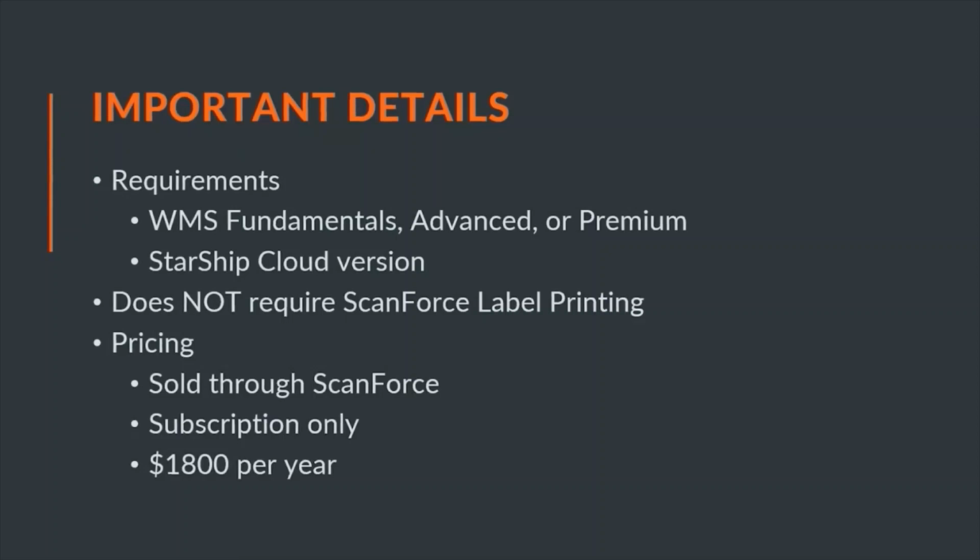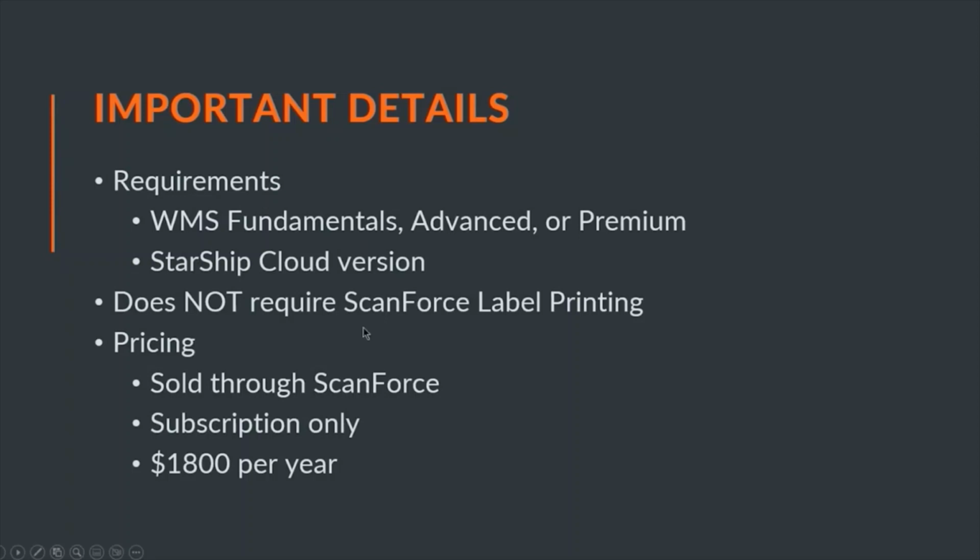Now this does not require ScanForce's label printing suite that I described to you before, where we might print for receipt of goods or coming out of manufacturing step. So if you have consumer level products that have a UPC code on it, you can use those. You don't have to have our labeling suite. The printing of these labels actually comes from the Starship side, not the ScanForce side. We pass the data to Starship. Starship then generates the labels. So our label printing suite is not required.